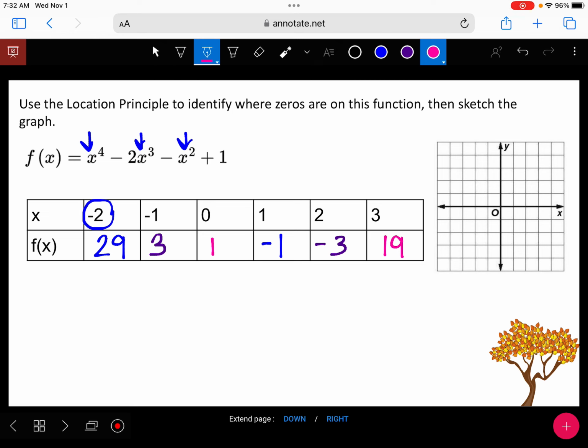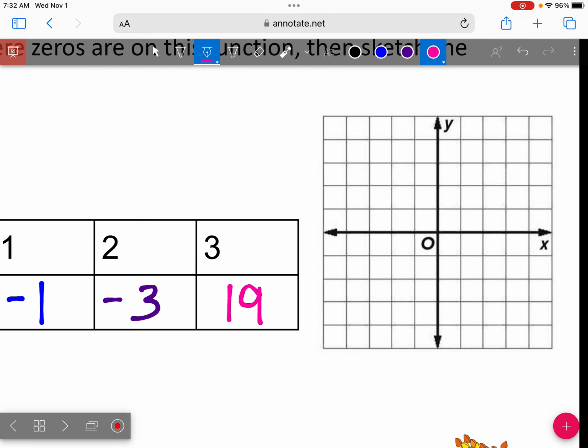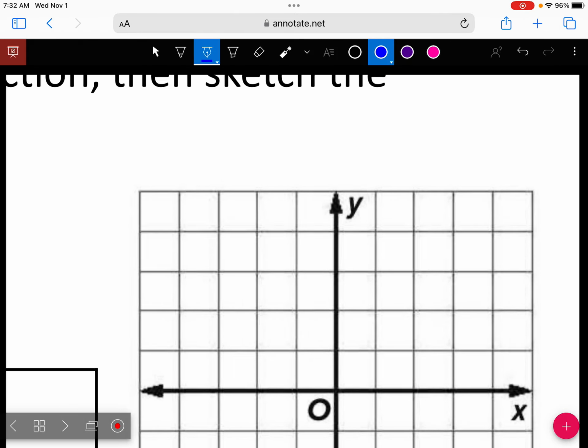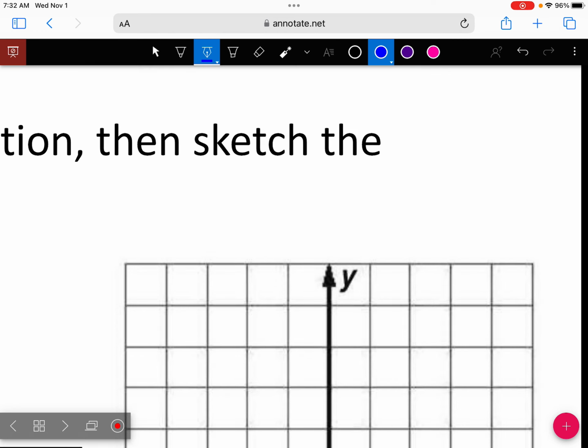So we have a lot of really random values here. What we're going to do is plot them up as best we can onto our graph. And I know some of them are off the board, like our negative 2, positive 29 is going to be way off the board somewhere. It's going to be way, way up.